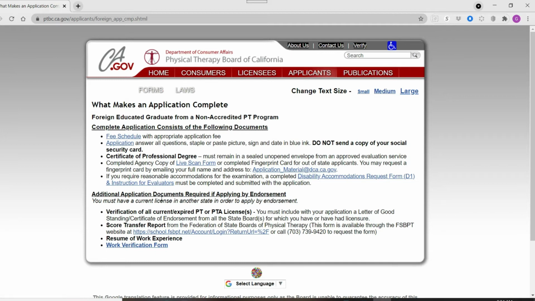Additional verification application documents are required when applying by endorsement. If you're from another state and you're going to apply to California, you need verification of all current or expired PT licenses, the score transfer report from FSBPT, a resume of work experience, and the work verification form from your employer verifying your experience as a physical therapist in that specific state.